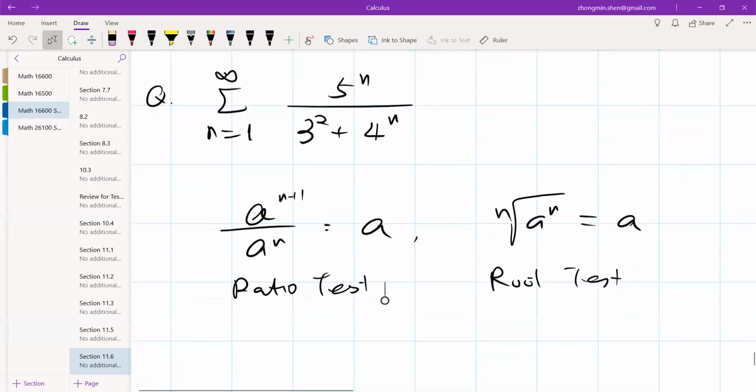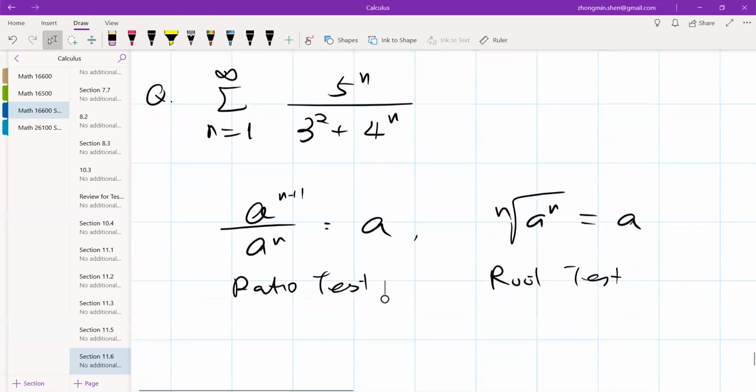So 5 to the n, 3 to the n, 4 to the n. Can you tell if this is convergent or divergent quickly? You cannot use the ratio test. You cannot use the root test here. The key point is you cannot simplify it easily.